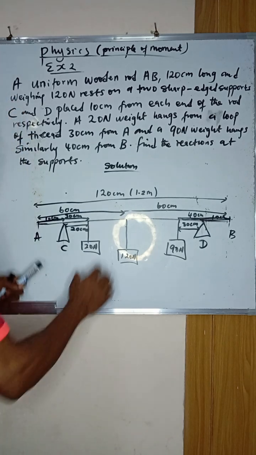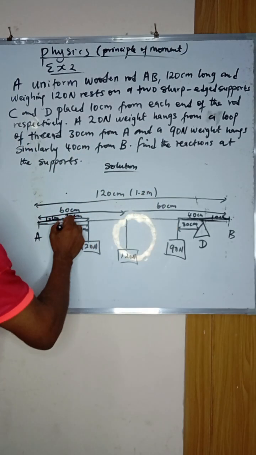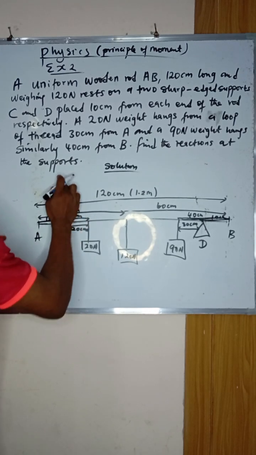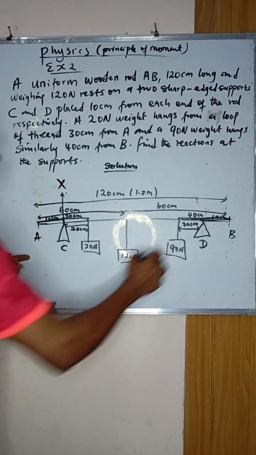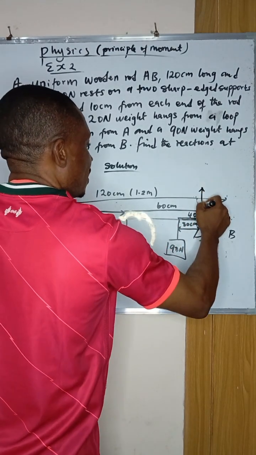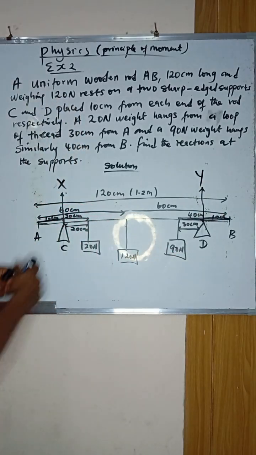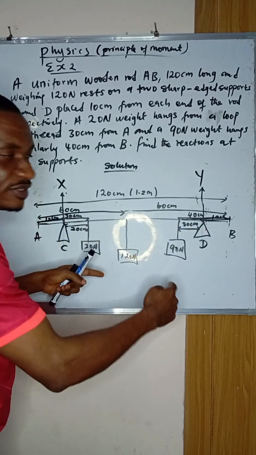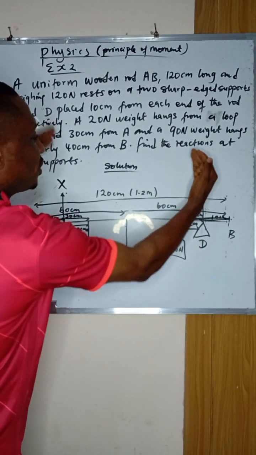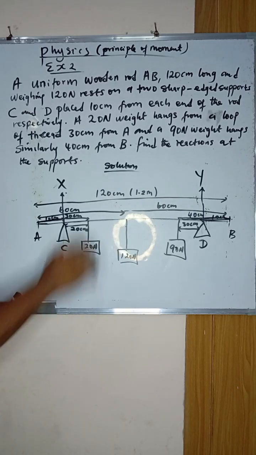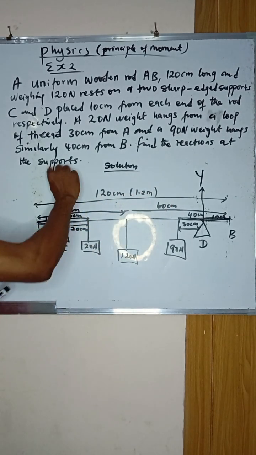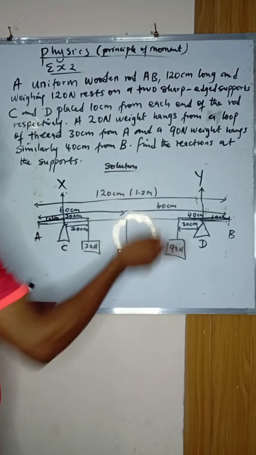Now, having put the reactions, there will be a reaction here. Let's call this reaction X, and this reaction here Y. These reactions are as a result of these two supports. When you rest something, there will be a reaction. So this is the diagram of the question. The next thing is to find the value of these reactions. These are forces, and we call them reaction forces.